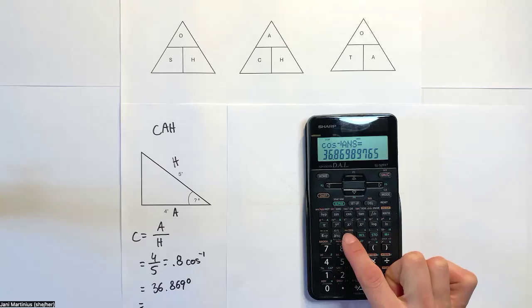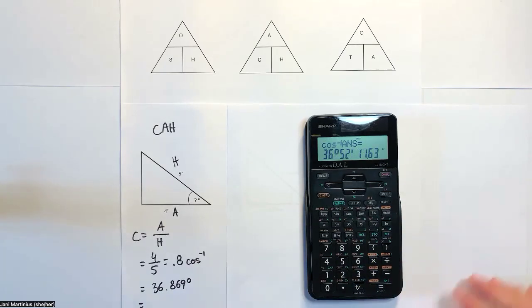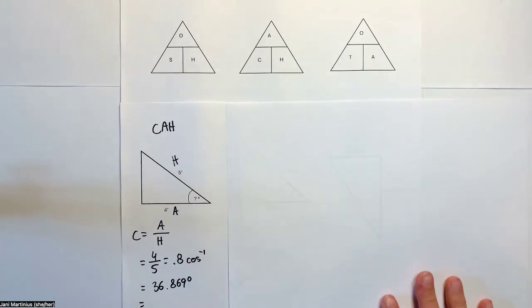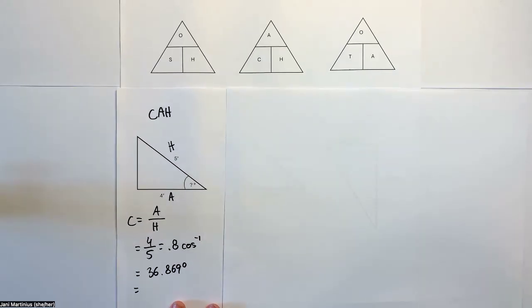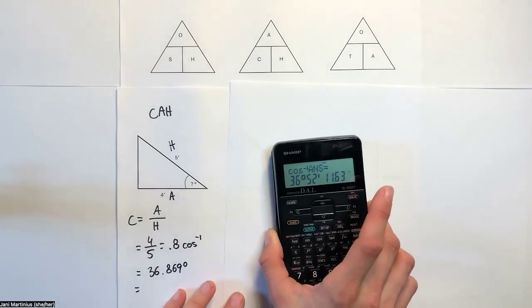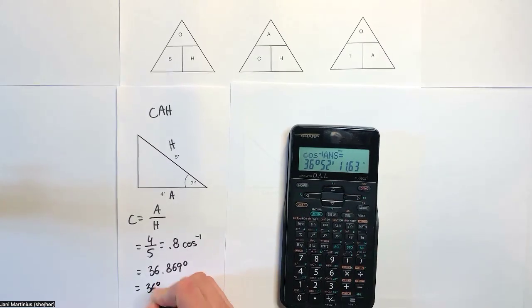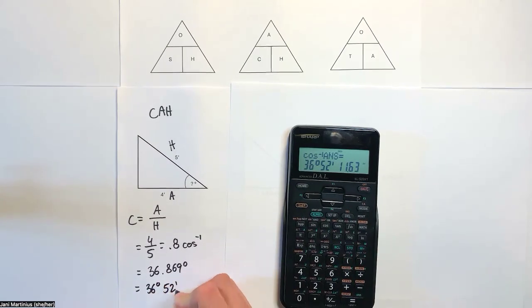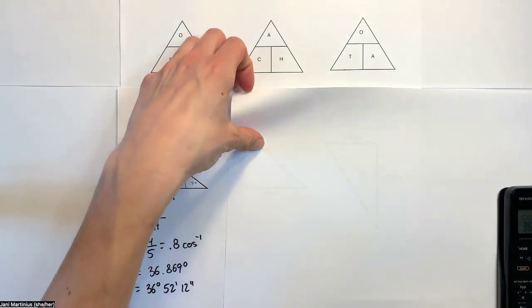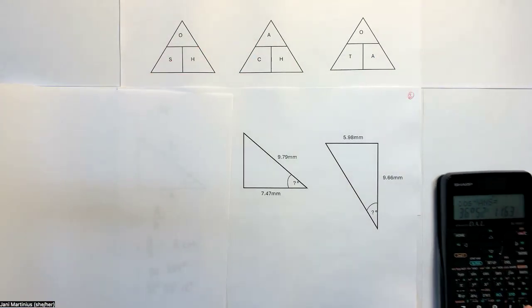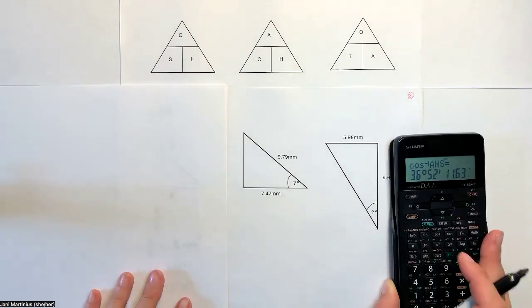So second function, DMS. Move this up a little bit. There we go. Gets us 36 degrees, 52 minutes, and we'll round up to 12 seconds. Excellent. Let's move on to the next one.